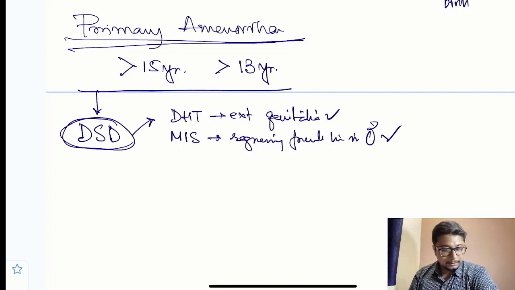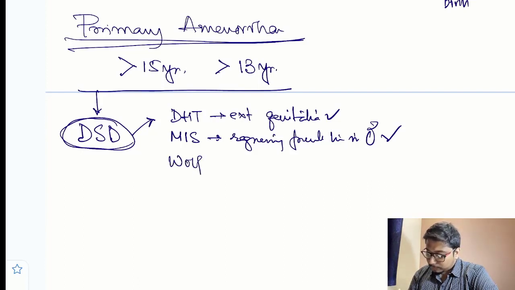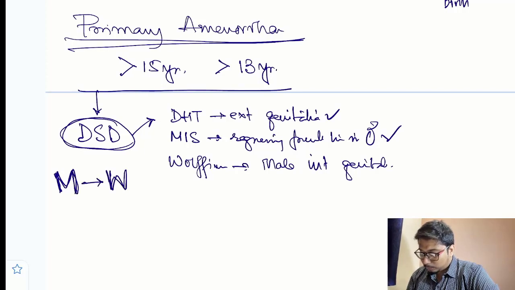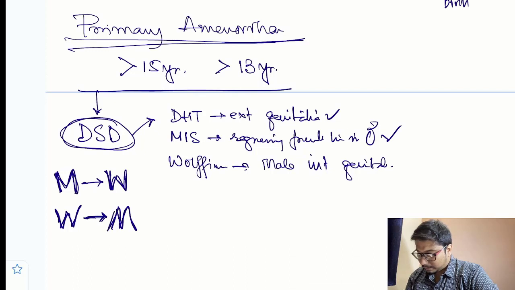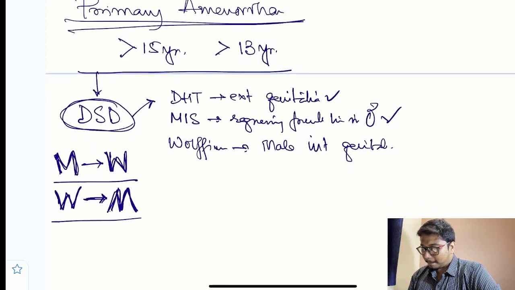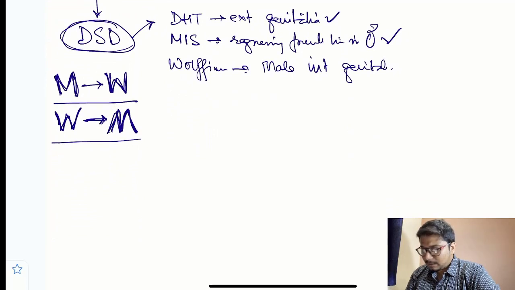There was another question, I think, Wolffian duct is there for the male internal genitalia. I think it's very basic, you all know, but still I will present you with a mnemonic. So here it is a little bit confusing. Mullerian is in women. Mullerian is for the female genital formation, whereas Wolffian is for the male internal genitals, right? So this is opposites, it's just the opposites.